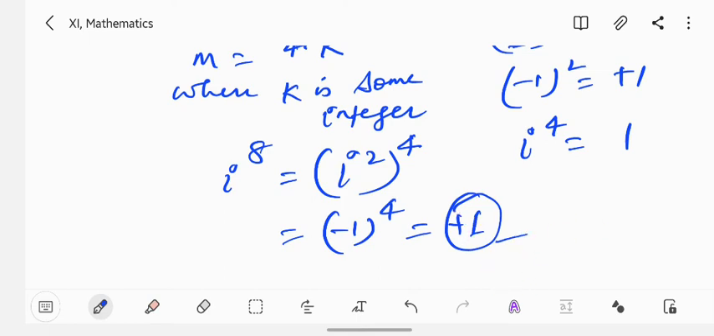I hope you have understood these two questions, students. Try solving more questions based on these modulus and conjugates. And for any problems, you can ask me in the virtual class. Thank you.